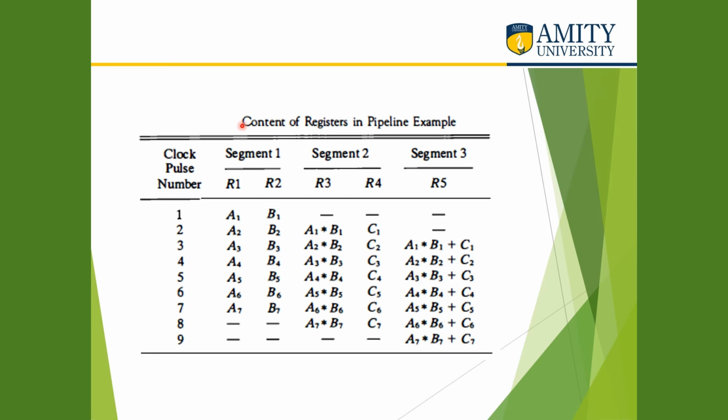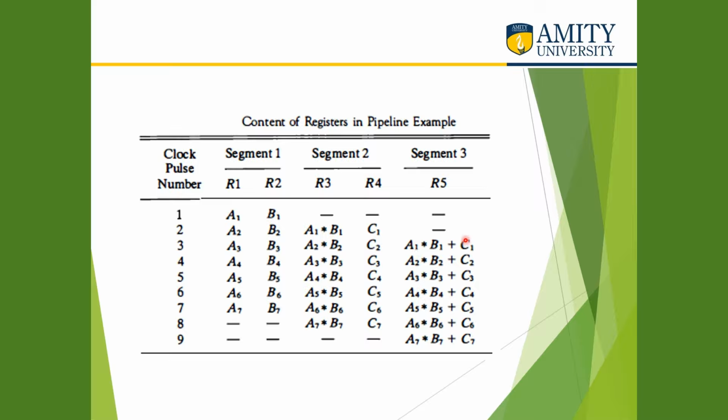After understanding how the pipelining actually works, we're going to create a table where we can see how each step is carried out and how these segments are broken down. Since we said we have three segments in this pipelining, the first segment deals with R1 and R2, which is basically A and B. Segment 2 deals with R3 and R4. R3 is the output of A into B, and R4 is the value of C. The third segment is R5, which is the final output of the task, where we add the product of AB to C.